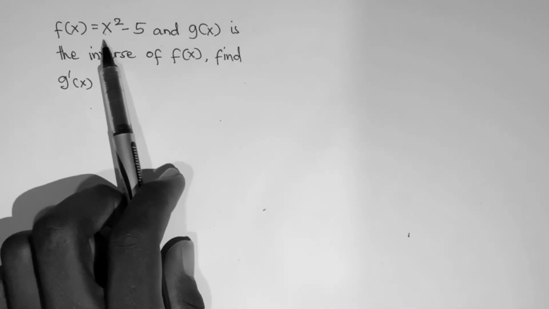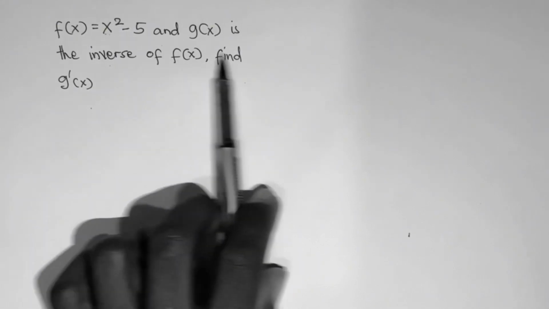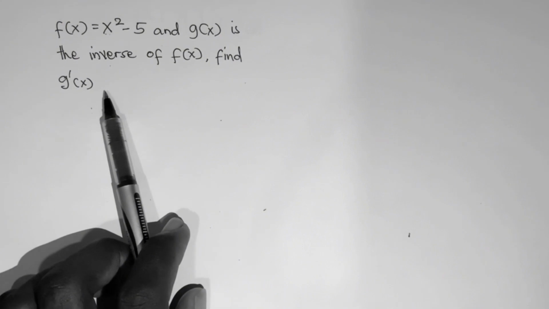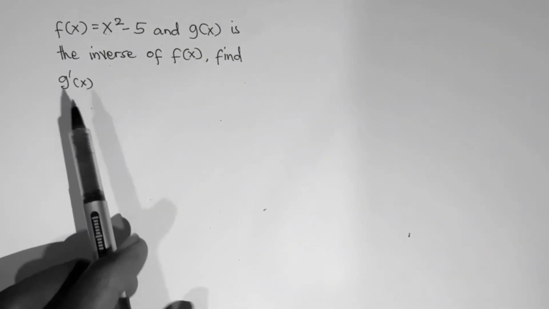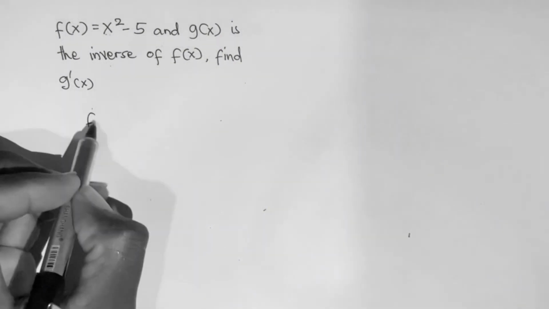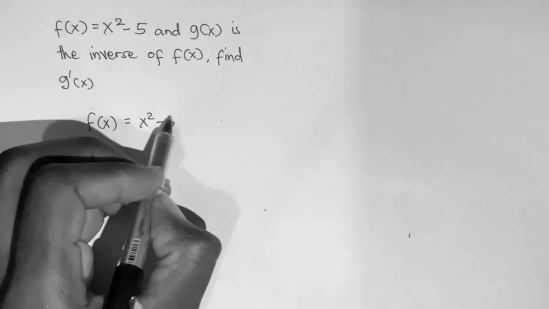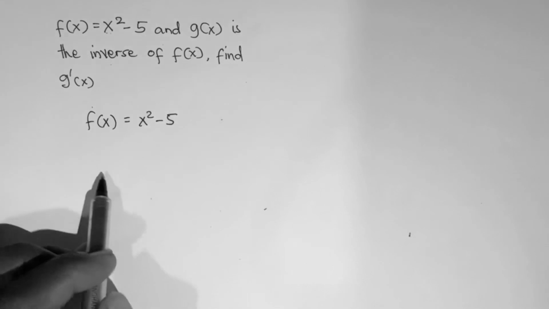f of x is equal to x squared minus 5. And j of x is the inverse of f of x. Find j prime of x. So now, we know that f of x is equal to x squared minus 5. So let's find the inverse of f of x.